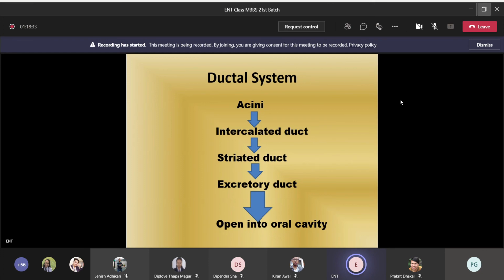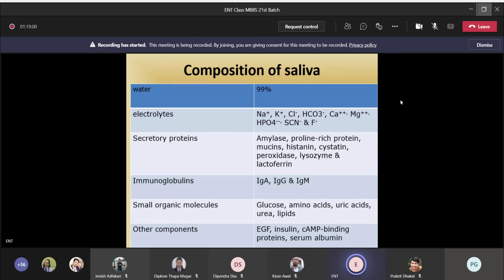The ductal system consists of acini, intercalated duct, then the striated ducts, then the excretory duct, and opens into the oral cavity. The Stensen's duct and Wharton's duct are the excretory ducts which open into the oral cavity, and before the main duct forms, the acini drain into the intercalated duct and then the striated ducts. Now, composition of the saliva.